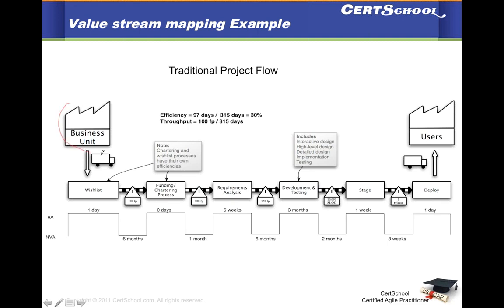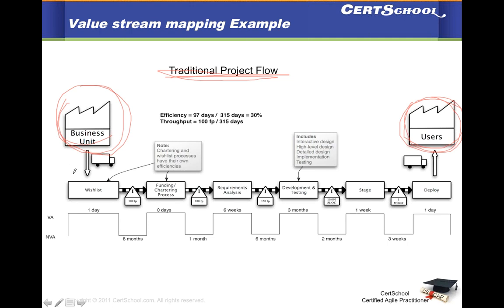So in this example, let's say there's a business unit here, and this is a traditional project flow. Let's say this is what you have been working on in a traditional project following traditional project management practices, and this is how your value stream map would look like. On the left hand side you are the business unit, and on the right hand side are the users, who are actually consuming or paying for what you're producing.